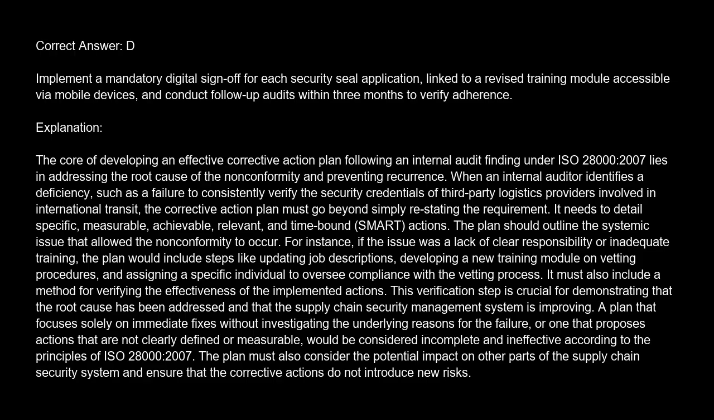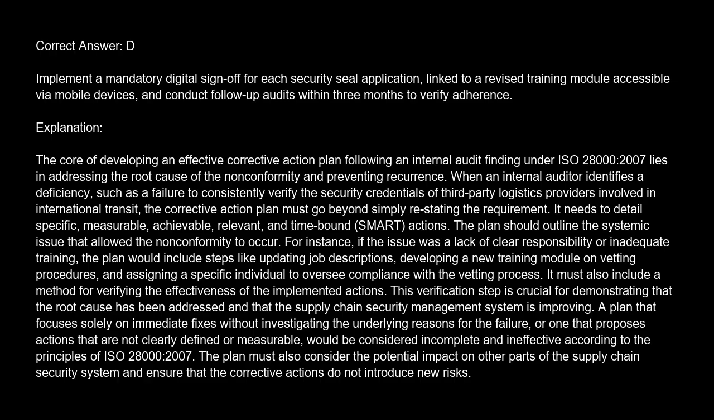For instance, if the issue was a lack of clear responsibility or inadequate training, the plan would include steps like updating job descriptions, developing a new training module on vetting procedures, and assigning a specific individual to oversee compliance with the vetting process. It must also include a method for verifying the effectiveness of the implemented actions. This verification step is crucial for demonstrating that the root cause has been addressed and that the supply chain security management system is improving.